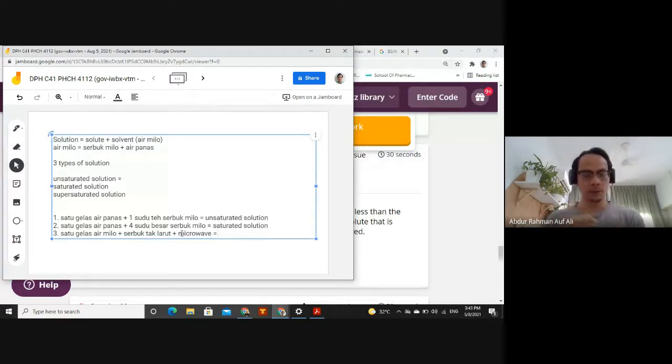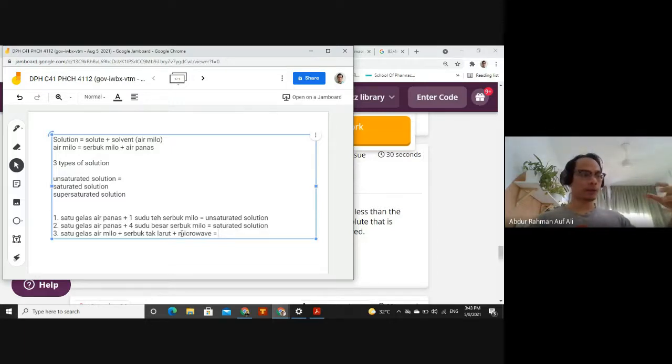Dapatlah air Coca-Cola, satu tin air Coca-Cola. So dengan bantuan tenaga luar, external force macam tekanan ataupun heat, microwave, ataupun kita letak atas dapur je. Ambil air Milo tadi, tuang dalam periuk, panaskan atas dapur. Dengan bantuan haba yang lebih, kita boleh larutkan a saturated solution.